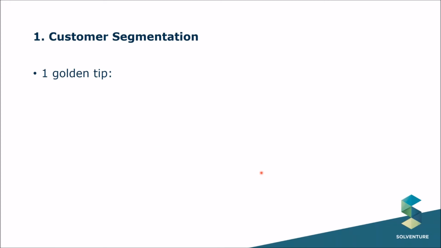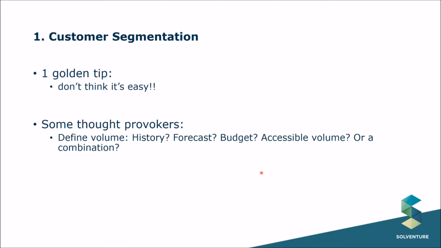One golden tip: don't think it's easy. Segmentation might look easy, but it's not easy, and there are some tough provokers. So we'll give you just some examples why it's not easy. You remember before we talked about volume and margin, but the first question is, okay, what does volume mean? Is it historical volume, so historical shipments, for instance? Is it the orders? Is it the forecast? Is it the budget? Is it the real volume, or is it the potential volume, or is it a combination of everything?